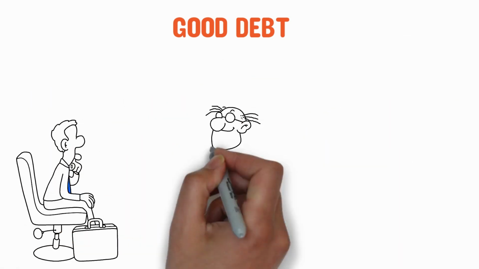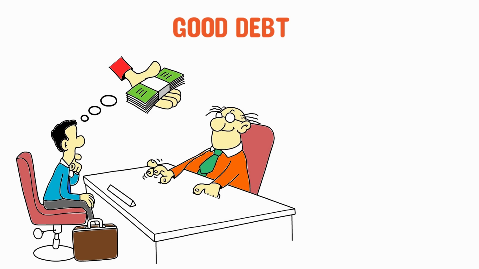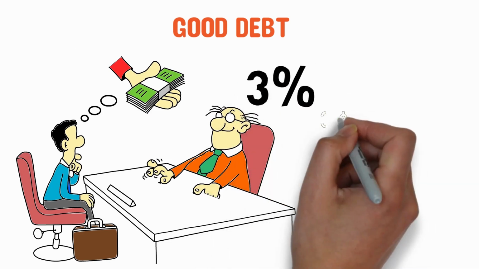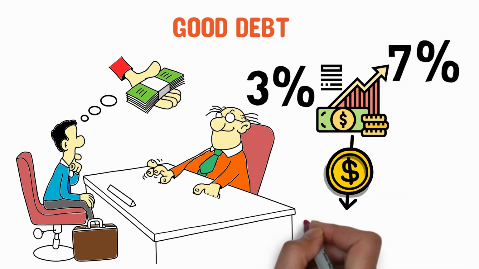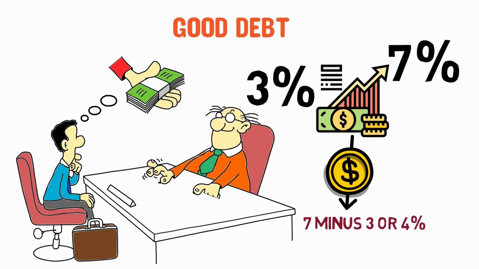Another acceptable debt example is taking out a personal loan with, say, a 3% interest rate and investing the money in equities that yield a 7% return. As a result, your net return would be 7 minus 3, or 4%.